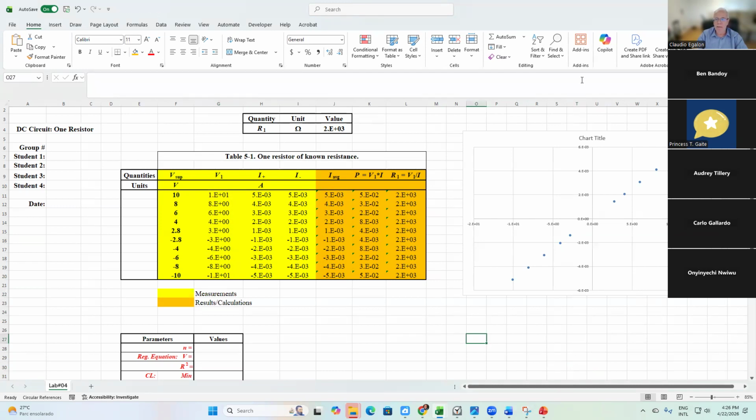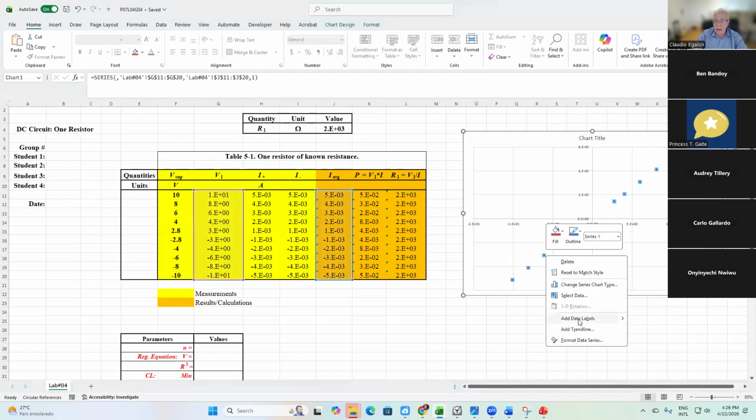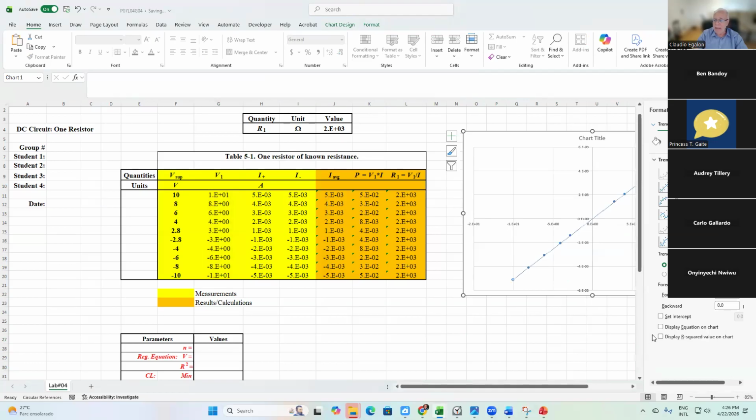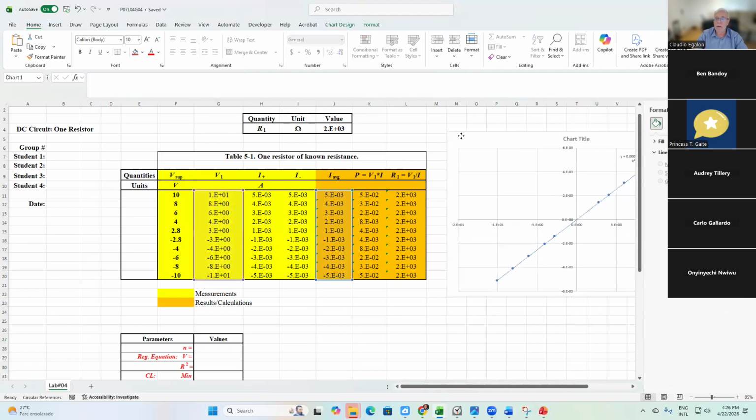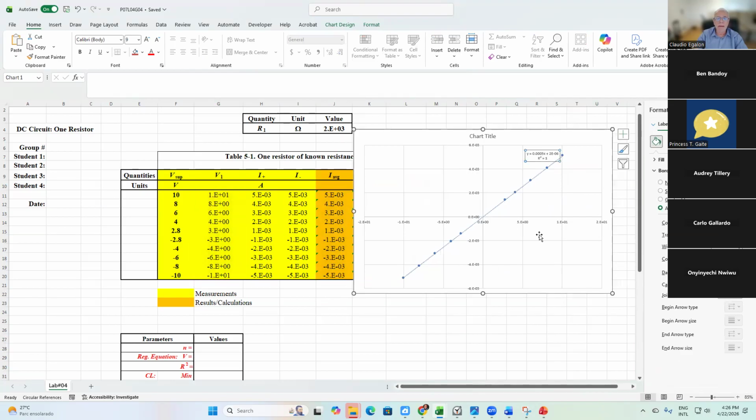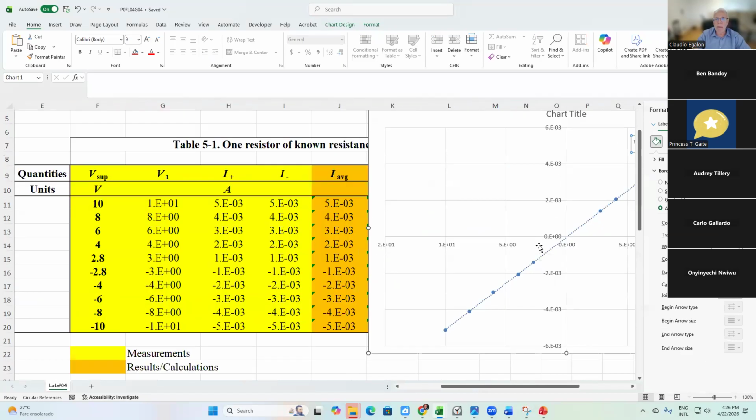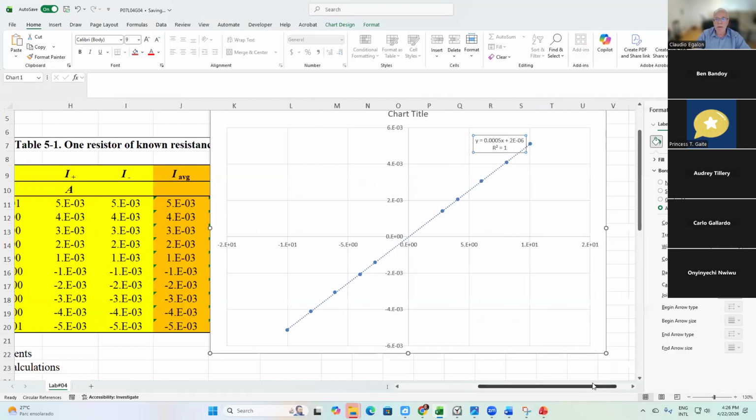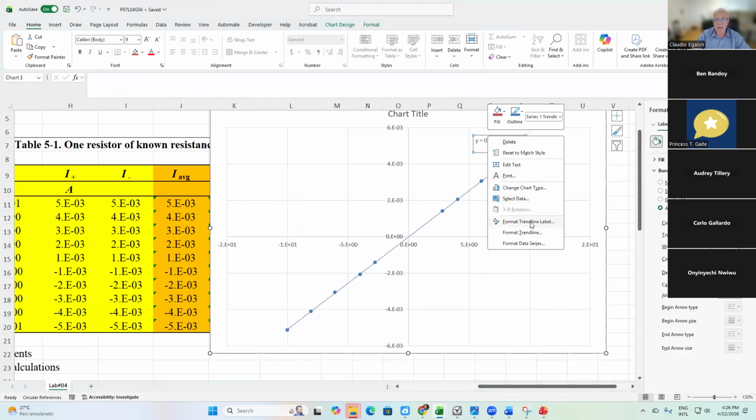And go ahead, change the chart, make it look nice. Here you go. Add trend line, display equation on chart, display R square on chart. My equation is very small, right? But you should be able to read yours. If you're getting one here, make sure you change the number of decimal places.